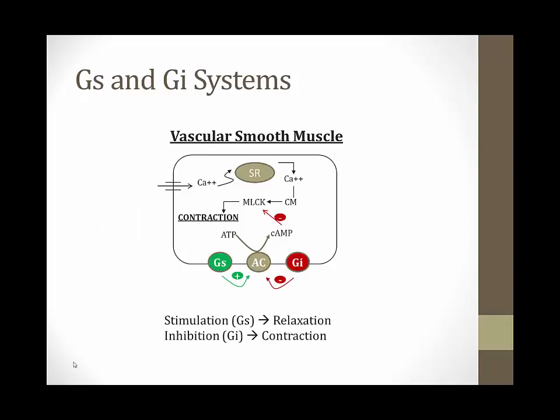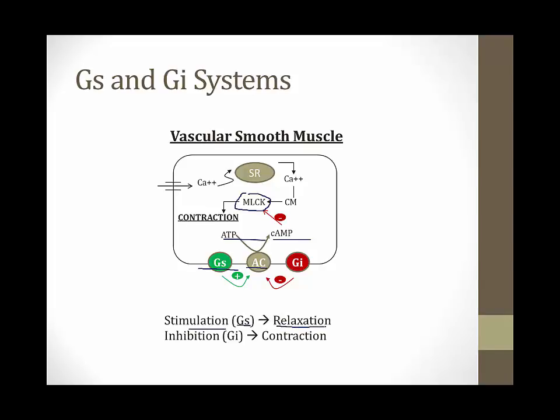Here's a drawing of the GS and GI systems and how they work in vascular smooth muscle. The GS proteins get their name because they stimulate or activate adenyl cyclase. This leads to conversion of ATP into cyclic AMP, and cyclic AMP inhibits myosin light chain kinase, just like we talked about before. That leads to relaxation. I've written this at the bottom of the screen. The GS proteins stimulate adenyl cyclase.